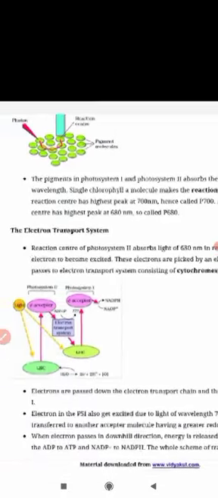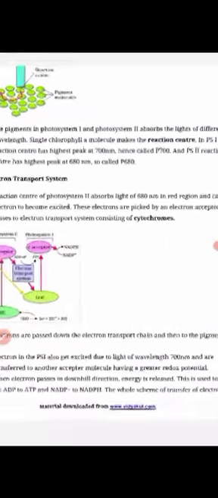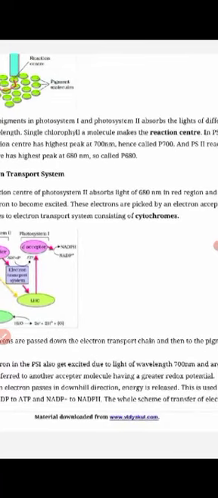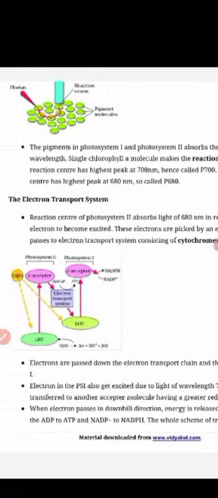As I have already explained, these are the chlorophyll units, and the chlorophyll unit is known as a photosystem. This photosystem may be one or two, and it is called PS1 and PS2.